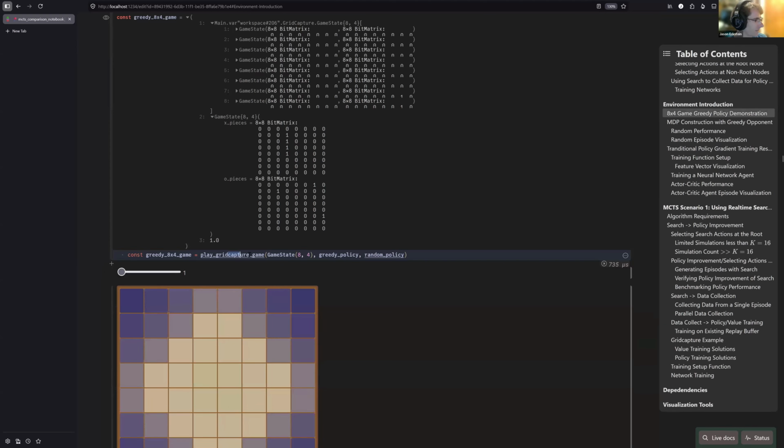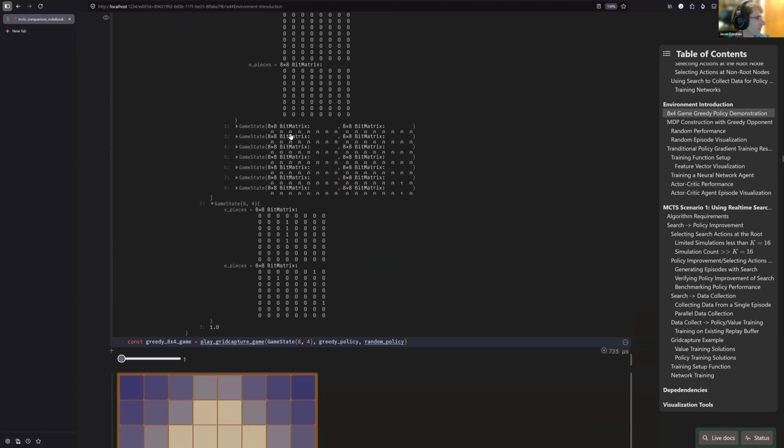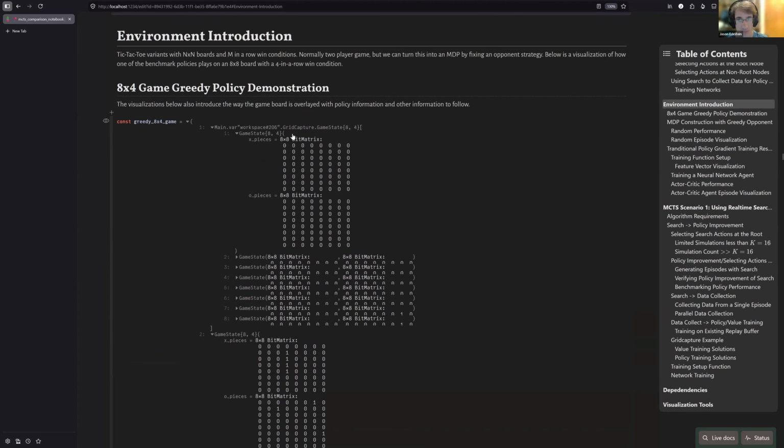So this game is being played starting from this game state. This just instantiates a game with an 8x8 grid and a four in a row win condition, right? So this win condition is embedded in the game state here. You can see what the game state looks like. It's very simple, right? I just make note of where the X pieces and the O pieces are. These are just bit vectors that store their positions. And then in order to check if the game has been won, you have to check if there's four in a row in any of six different directions.